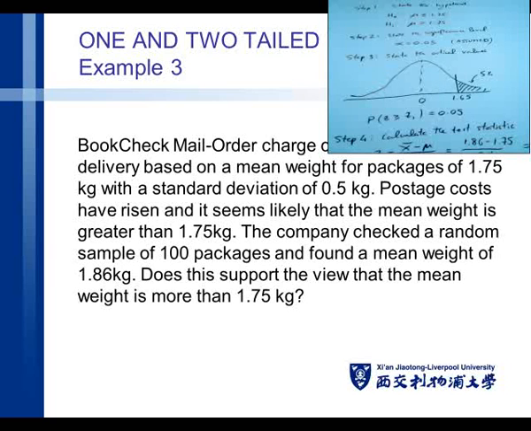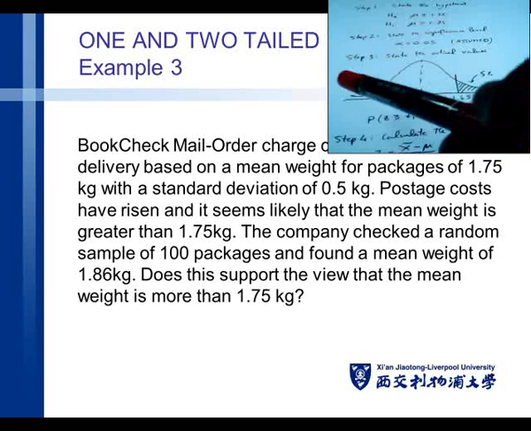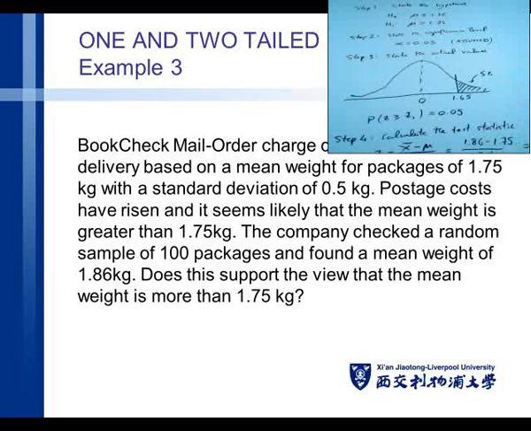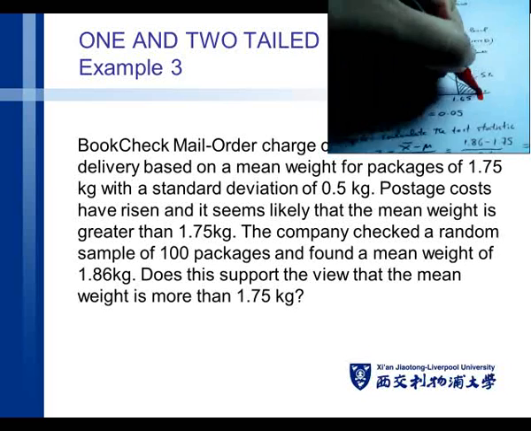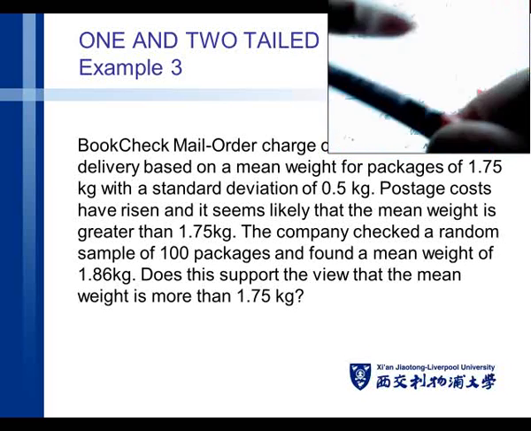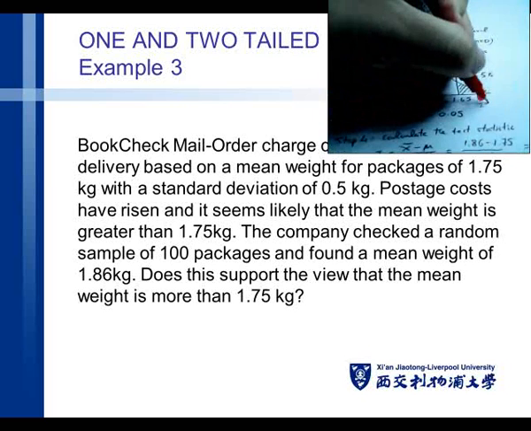Step 5, compare your test statistic to the critical values. So here, where does it fall? Your test statistic, 2.2, where does it fall here? To the left or to the right? Who thinks to the right? That is the right answer. Very good. So here, 2.2.